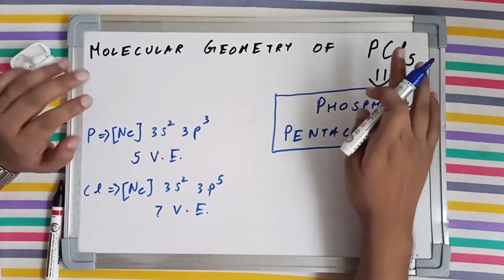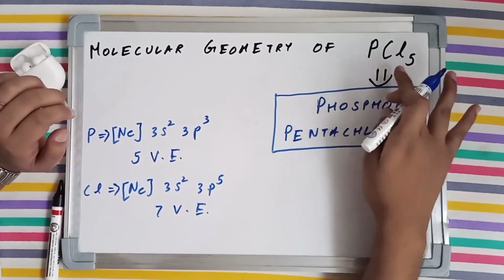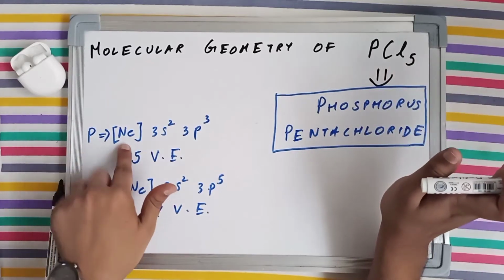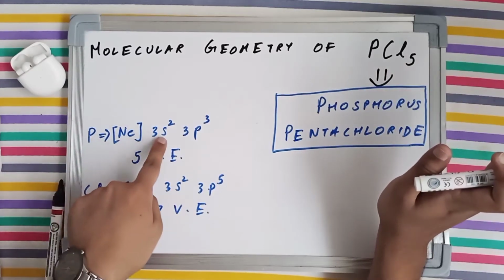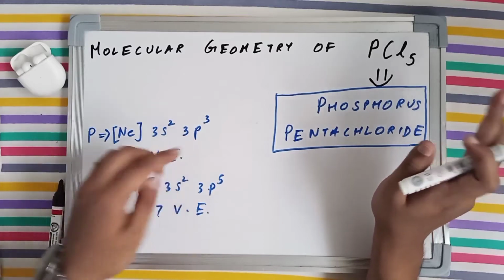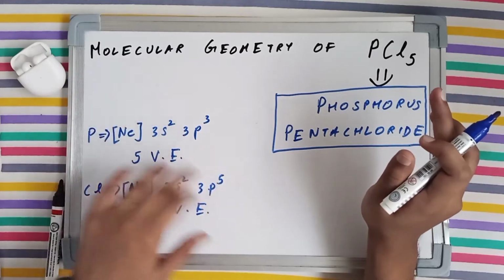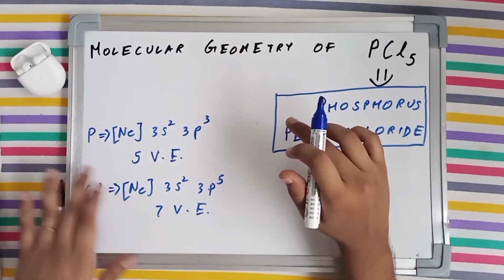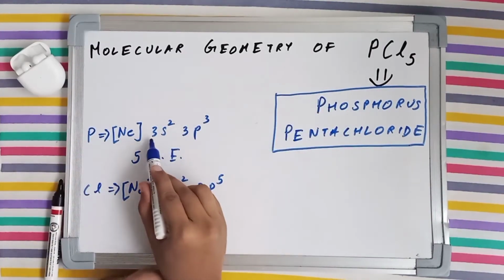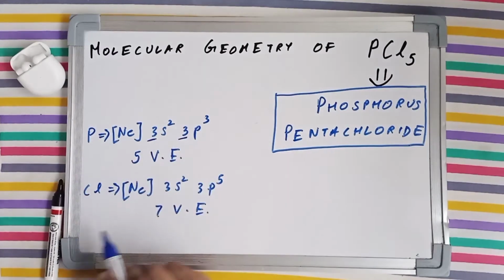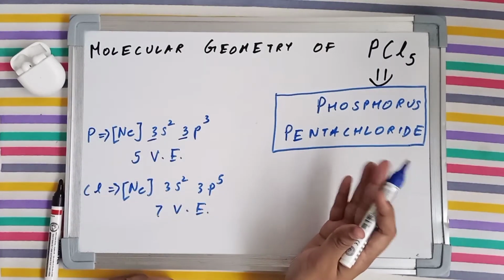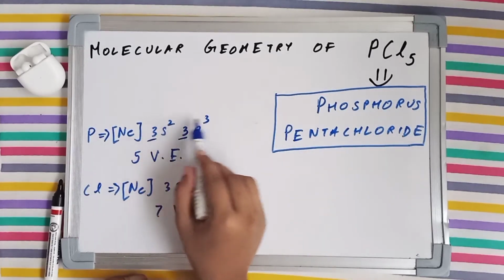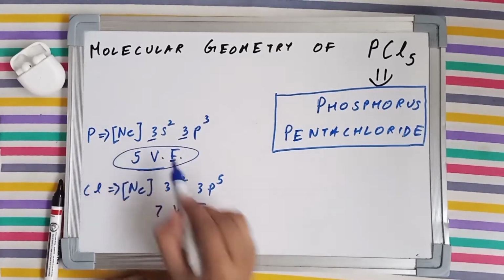So now in PCl5 it has phosphorus and chlorine. The electronic configuration of phosphorus is the inert configuration of neon, and then 3s2 and then 3p3. Its valence shell is the third shell because phosphorus belongs to the third period. How to calculate the number of valence electrons? It is simply the number of electrons which are present in the valence shell. So 2 plus 3 gives us 5 valence electrons.